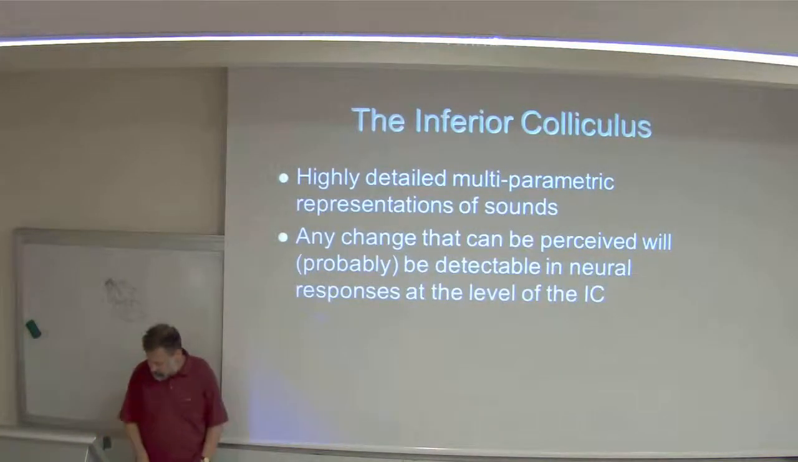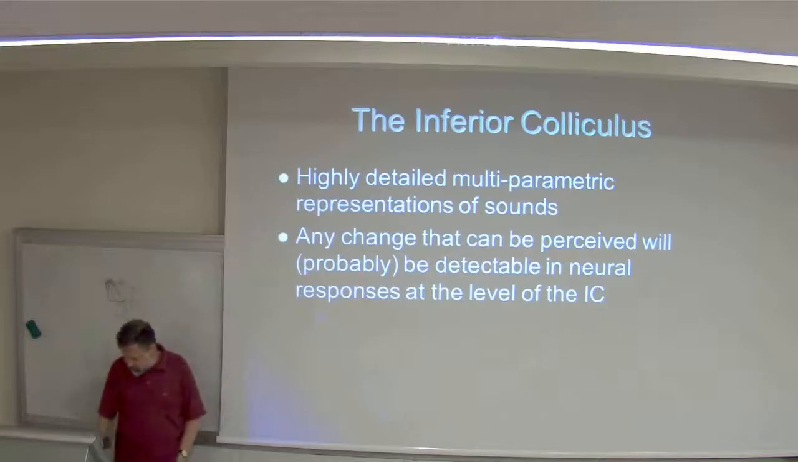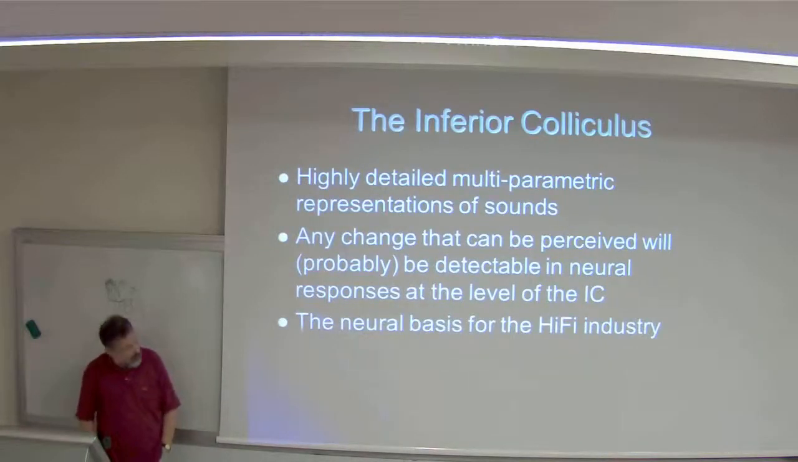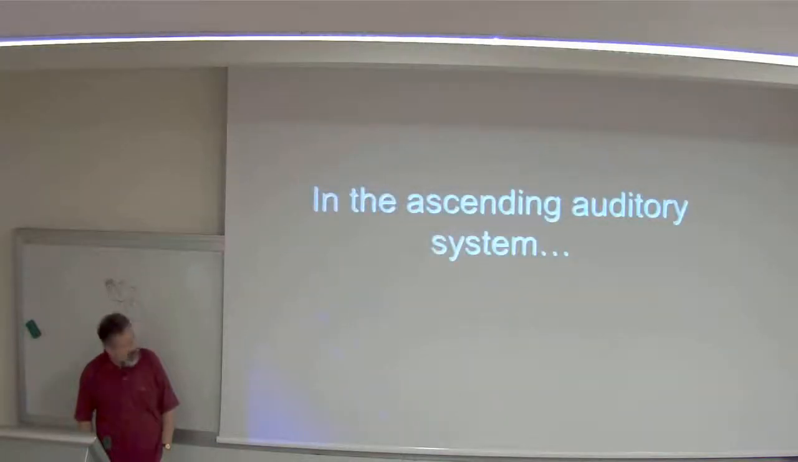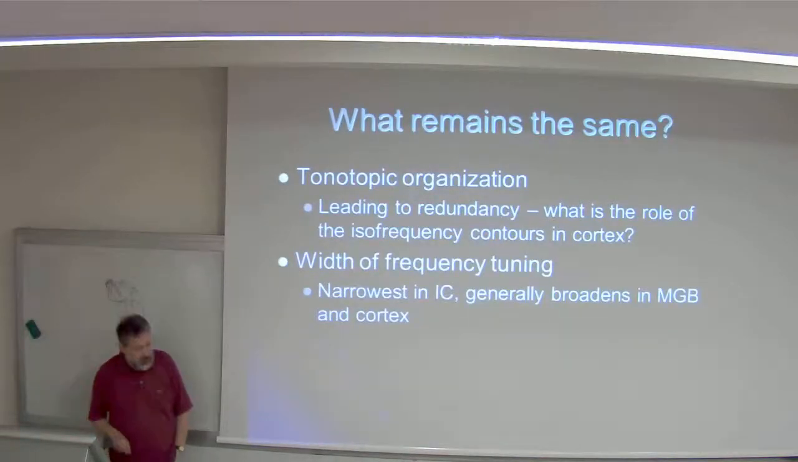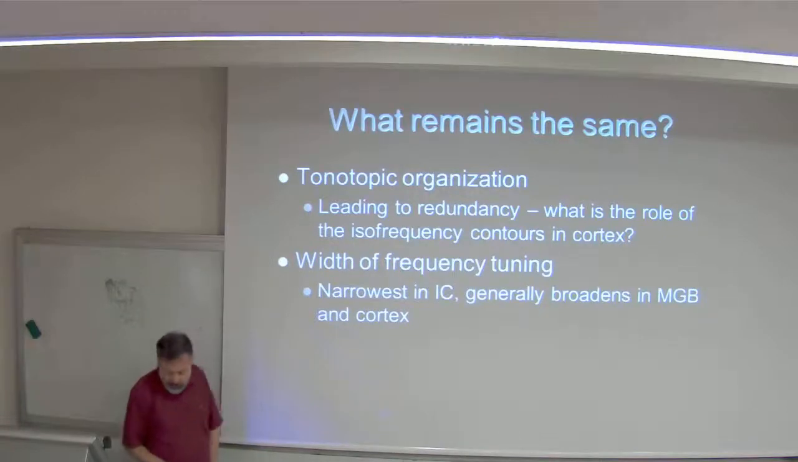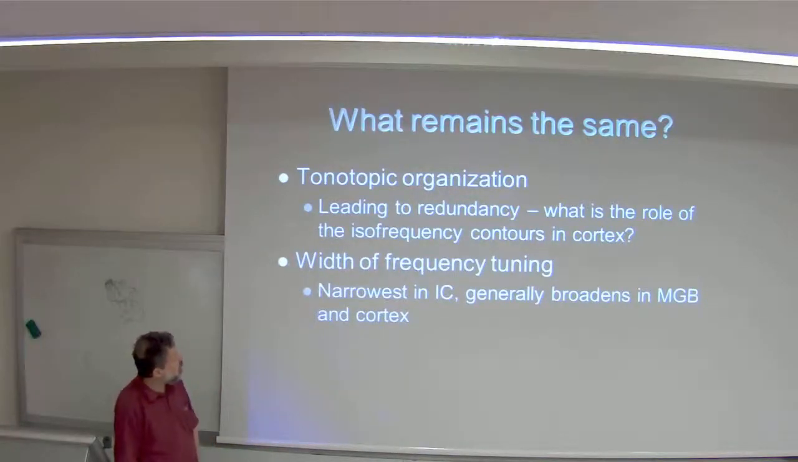Okay, so as I said, the inferior colliculus is kind of the V1 of the auditory system, and the question then is what happens when we go up. Okay, so if we compare inferior colliculus and cortex, we find that both ends, the thalamus, the auditory thalamus in between, both have tonotopic organization.